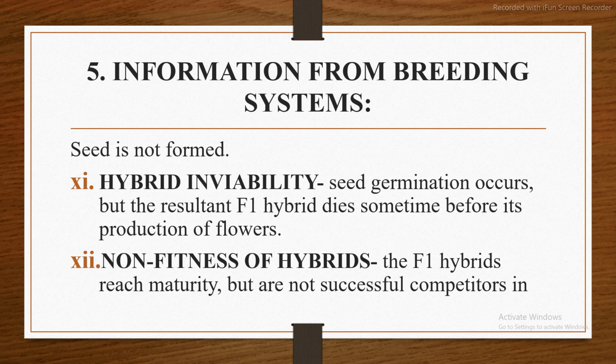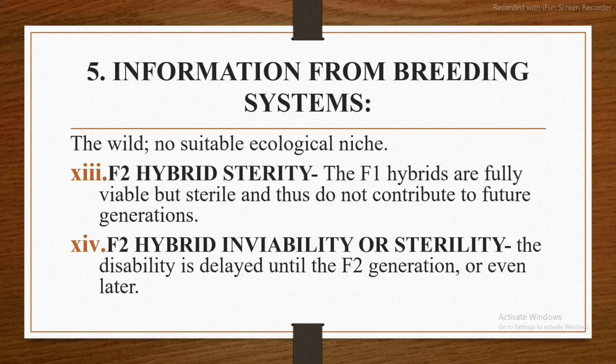Next is non-fitness of the hybrids. The F1 hybrids reach maturity but are not successful competitors in the wild. No suitable ecological niches formed. So next is F2 hybrid sterility. The F1 hybrids are fully viable but sterile and don't contribute to future generations.